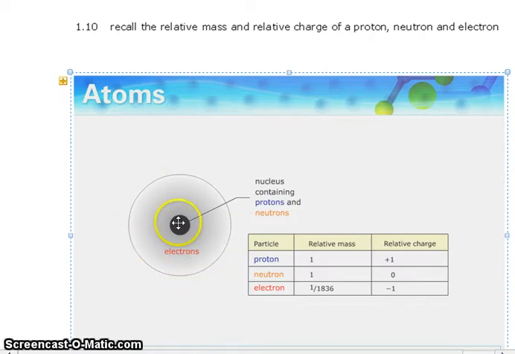So the protons are positive and they're in the center, and the electrons are negative and they whiz around the outside. So you can imagine the positive and the negative holding each other together. And then the neutrons are just like extra guys that hang out in the center as well, and they give it a bit of extra mass. So that is recall the relative mass and relative charge of protons, neutrons and electrons in atoms basically. Okay, well done.